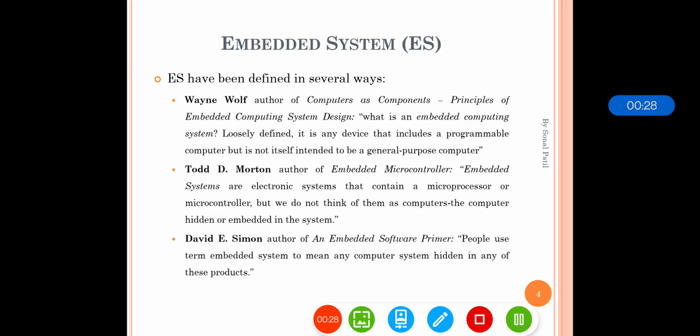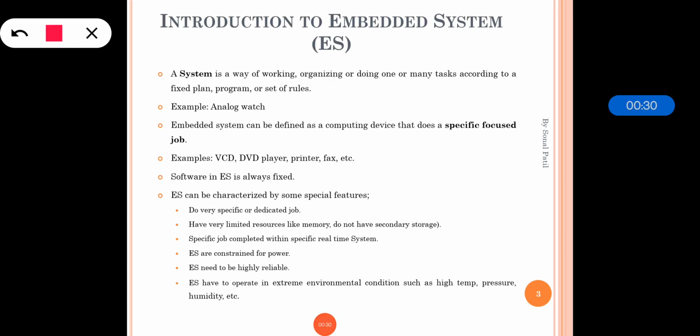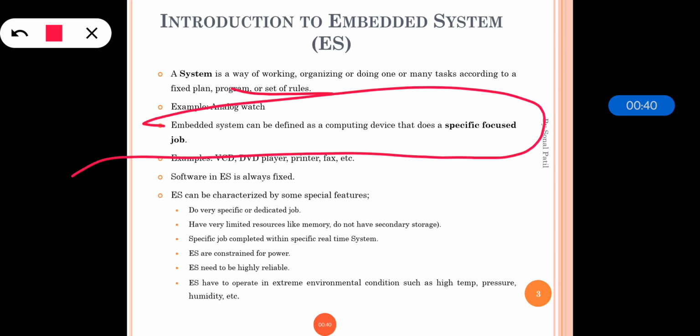So whenever we are talking about embedded system, first we should know what is system. So system is a way of working, organizing or doing a particular task. Whereas embedded system is a computing device which does its specific task, that is the VCD, DVD, we can say that. Means we can say that there are a number of applications in our daily life, they are nothing but the embedded system. So it is a computing device which does its specific job.